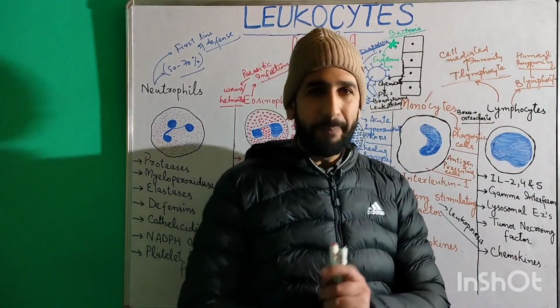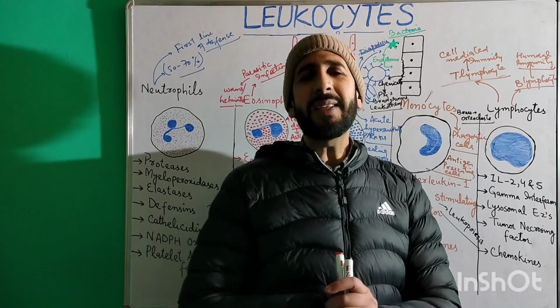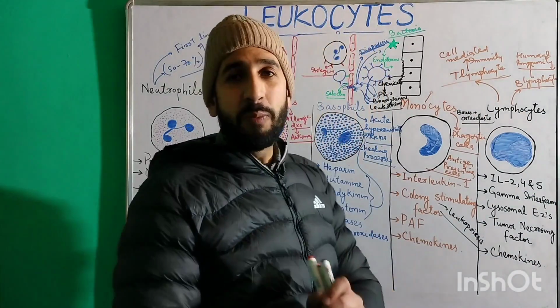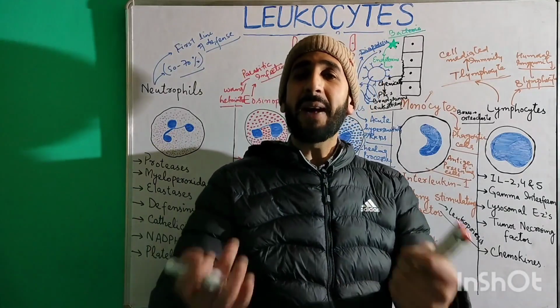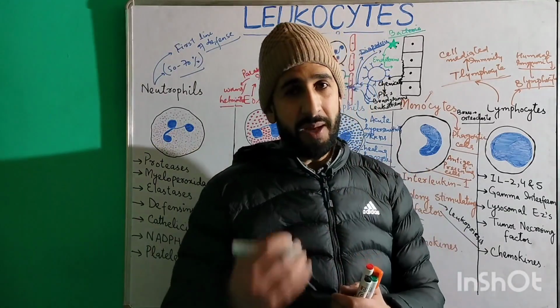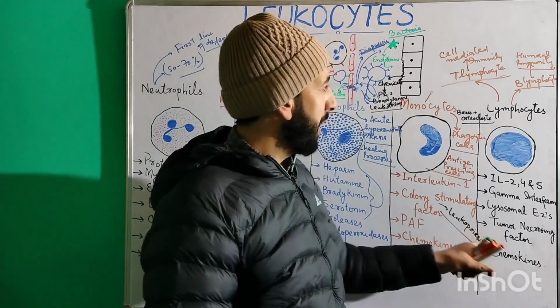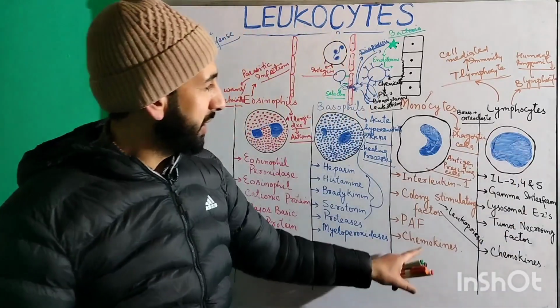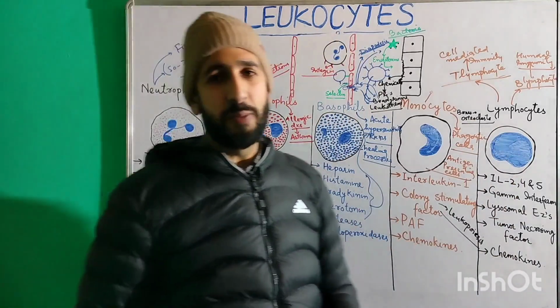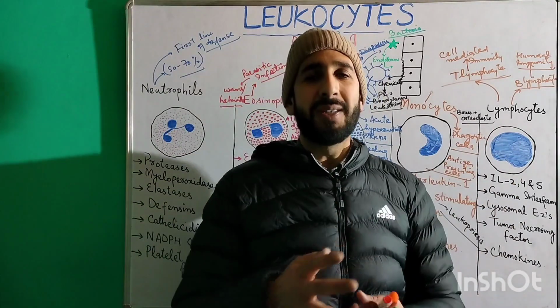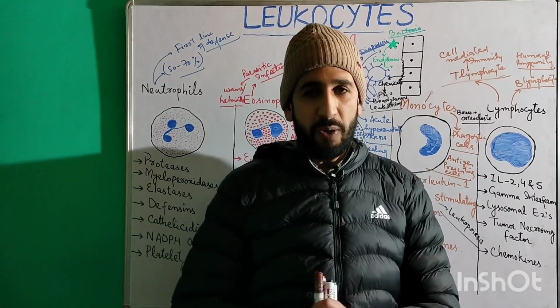And lymphocytes also secrete chemokines, which are very important for the process of chemotaxis, that is attracting the white blood cells towards the damaged tissue. That is the chemokines, which are also secreted by the lymphocytes, and they are also secreted by the monocytes and other types of white blood cells. Okay, so that is all about the functions and the secretions of the different types of white blood cells.